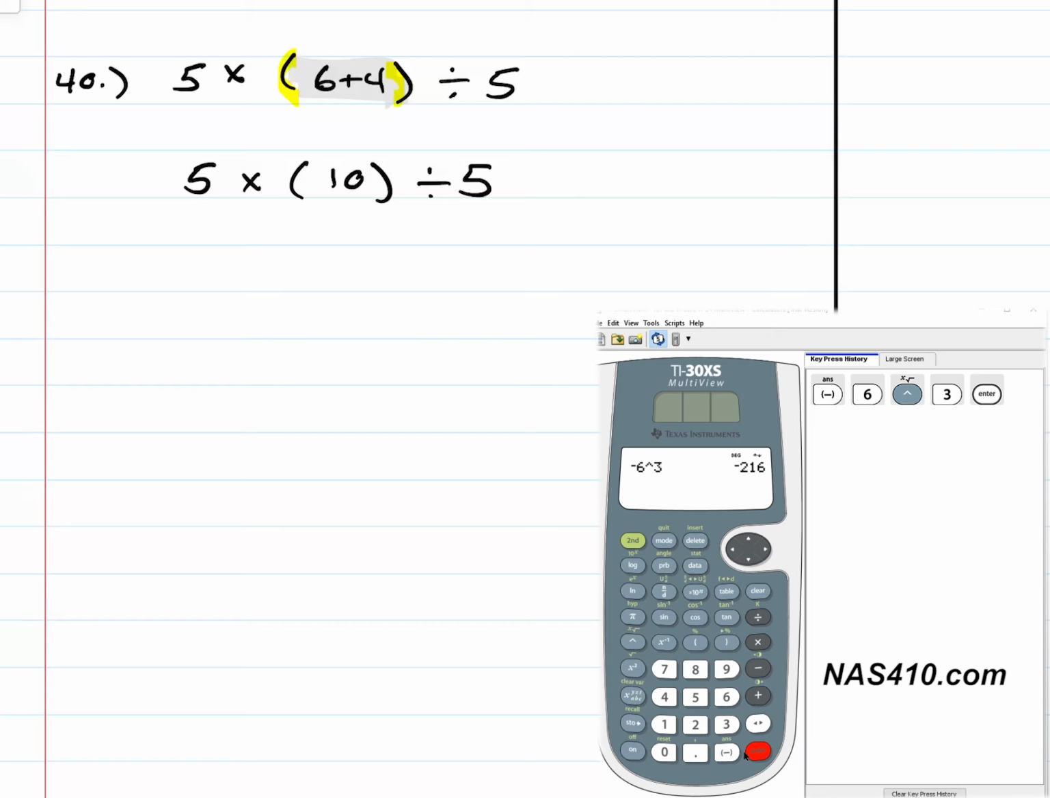I don't have any exponents or radicals, okay, and so now I do my multiplication and division from left to right, and that's all I have left. So I'm going to do my multiplication and division from left to right. So I have 5 times 10 is 50, divided by 5, okay, and 50 divided by 5 is 10.